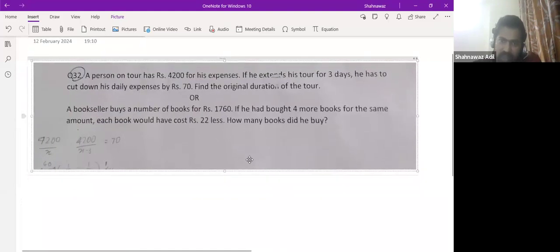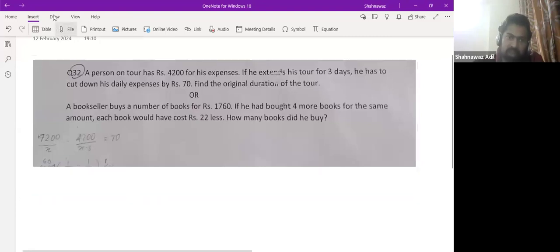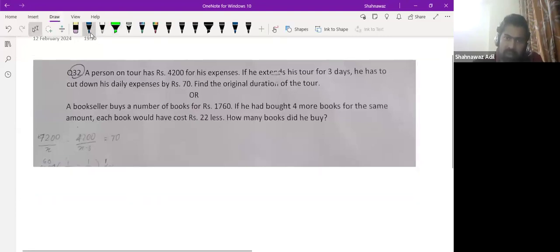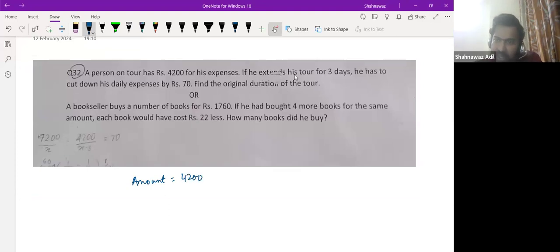Yeah, so this is the question. The total amount that a person has is 4200. If he extends his tour for 3 days, he has to cut down his daily expenses by ₹70. Find the original duration of the tour.